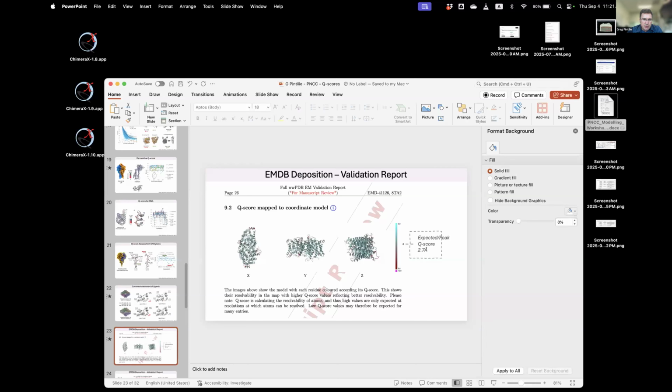What's the easiest way to calculate Q-score for your map and model? Okay, I'll get into this.